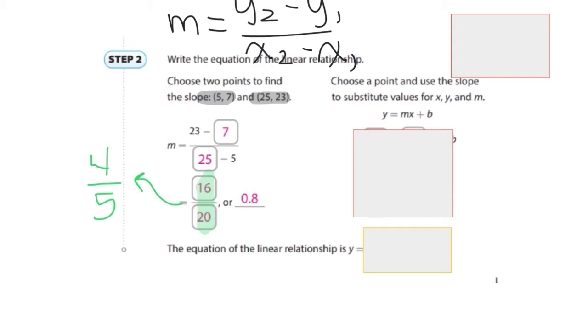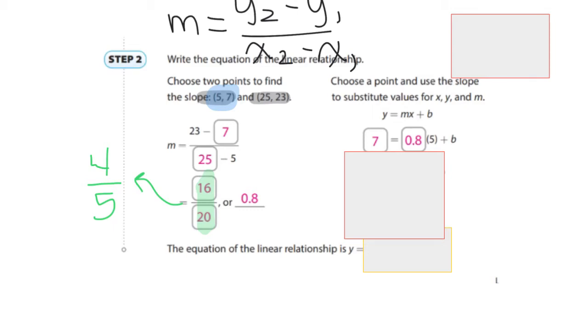Moving on. Now you have to choose a point and use the slope to substitute the values in for x, y, and m, because you have to find your intercept. I can see a 5 poking out there, so I know that they used this point as their x and y, because I see that my x is 5, and then my y is going to be 7. So put your y in for 7. Your slope is 0.8, so put that in for m.